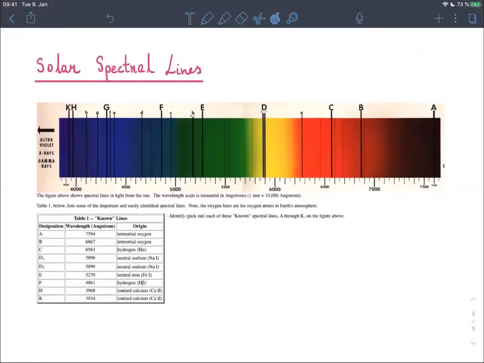Now, this was an introduction. In the following session, we shall be discussing the theory behind these spectral lines, which will give you an understanding as to why we get emission and absorption line spectra from gases.